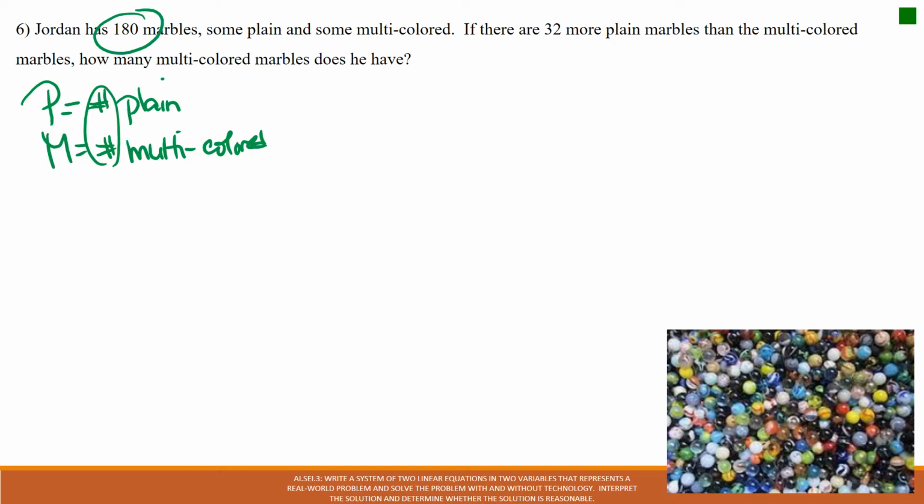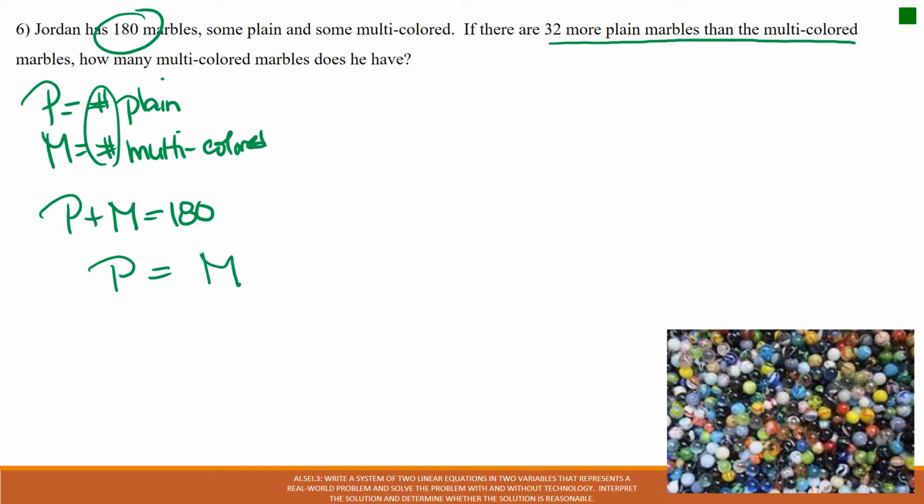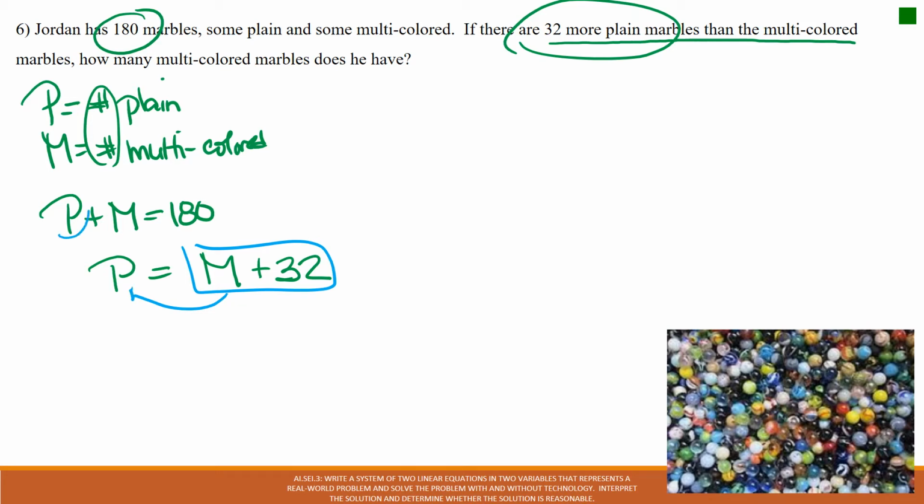We do. We know that the plain marbles plus the multicolor have to equal a total of 180 marbles. There are 32 more plain marbles than multicolored. So if I set the plain and the multicolored equal to each other, which one are there more of? There are more plain. So in order to make it even, I've got to add 32 to the multicolored. This one's set up for substitution.